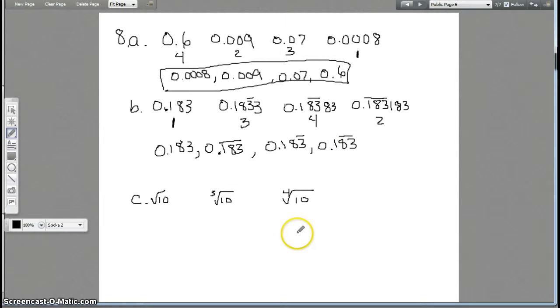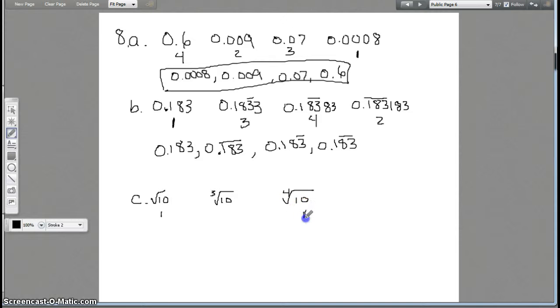Okay, let's look now at part C. Part C, we have square root 10, cube root 10, and fourth root of 10. Well, I will tell you now, as long as the number that you are taking roots of is a positive number that is greater than 1, the bigger a root you're taking, the smaller your answer is going to be. Like you know that the cube root of 8 is smaller than the square root of 8. So square root 10 is going to be our biggest number.